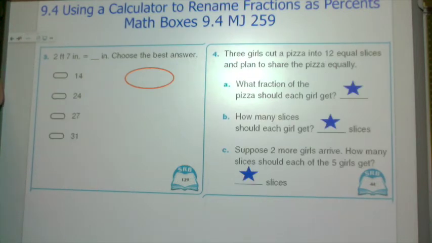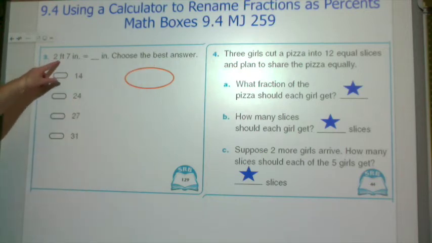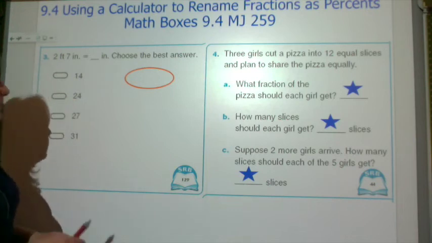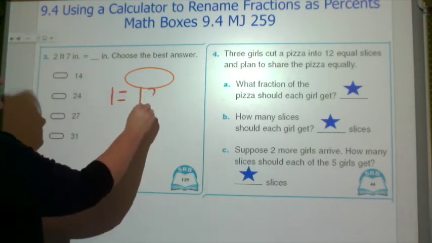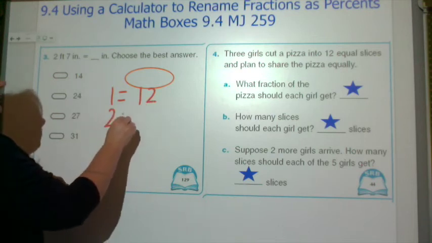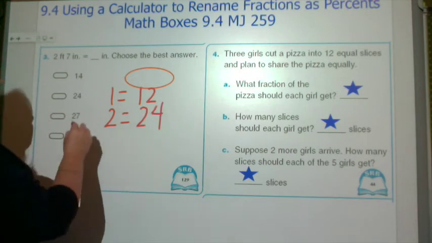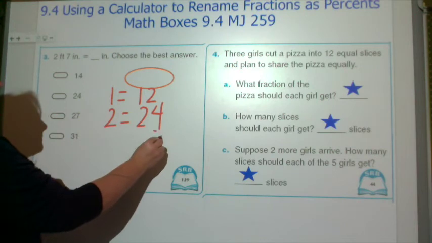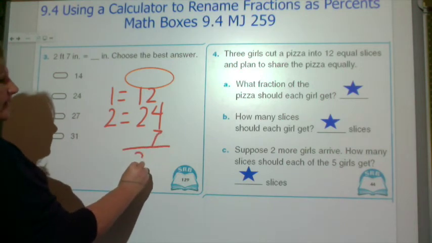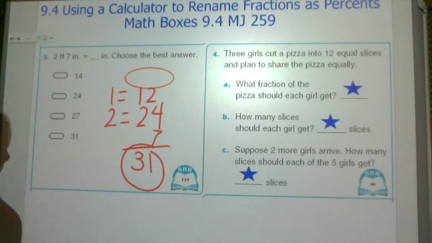2 feet 7 inches is close to what answer? So 2 feet, I'm going to break this into friendlier numbers. 1 foot is 12 inches. That means 2 feet is 24 inches, plus I have 7 more inches. So I would add 7 inches to 24 and I'd get 31. Which one of these is closest to 31? But you can figure that out.